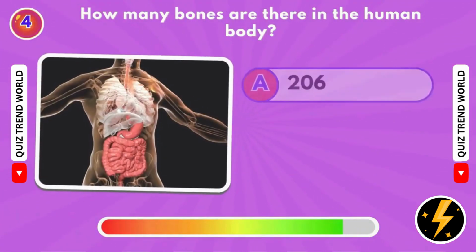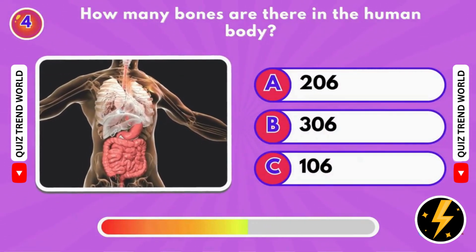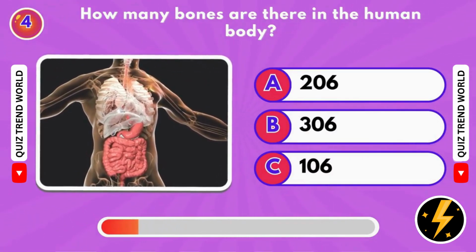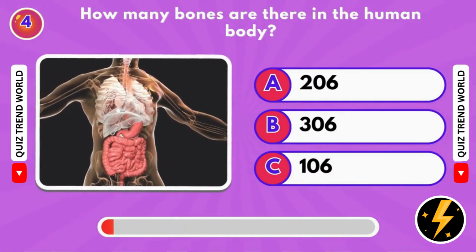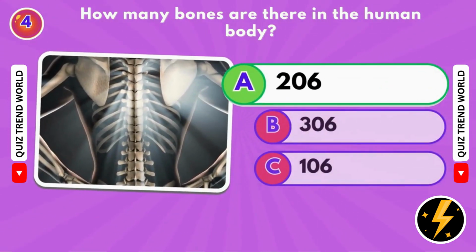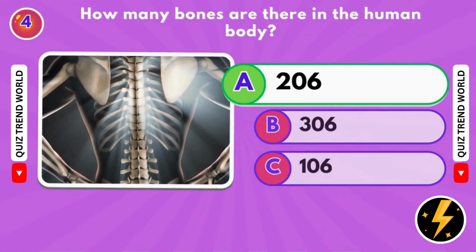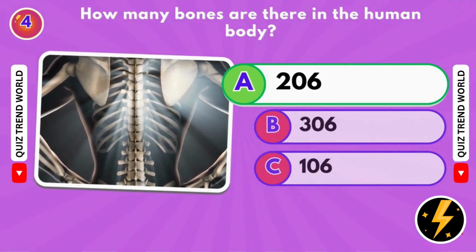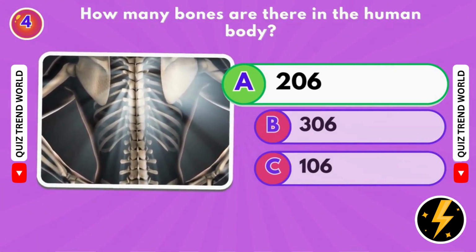How many bones are there in the human body? 206, 306, or 106? 206. The adult human skeleton is made up of 206 bones. These include the bones of the skull, spine, vertebrae, ribs, arms, and legs.